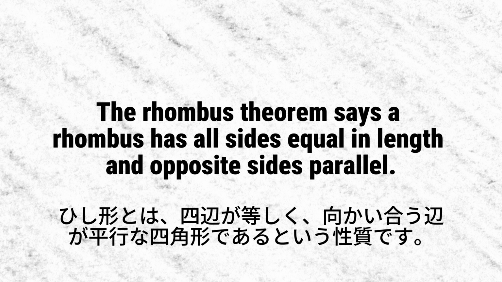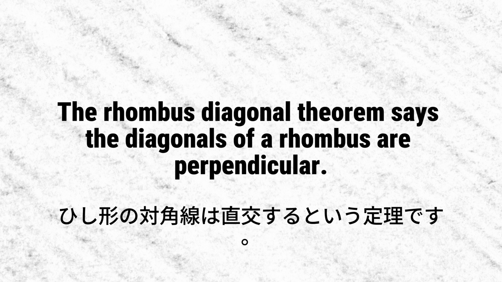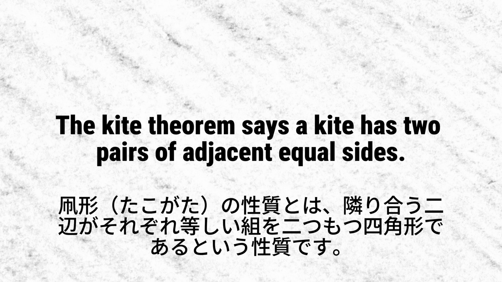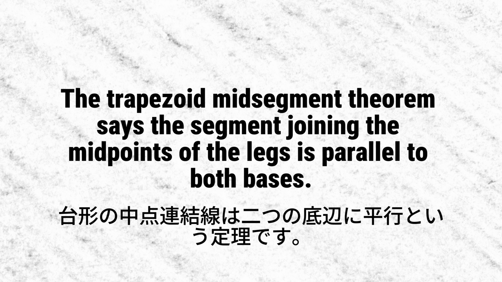The rhombus theorem says a rhombus has all sides equal in length and opposite sides parallel. The rhombus diagonal theorem says the diagonals of a rhombus are perpendicular. The kite theorem says a kite has two pairs of adjacent equal sides. The trapezoid midsegment theorem says the segment joining the midpoints of the legs is parallel to both bases.